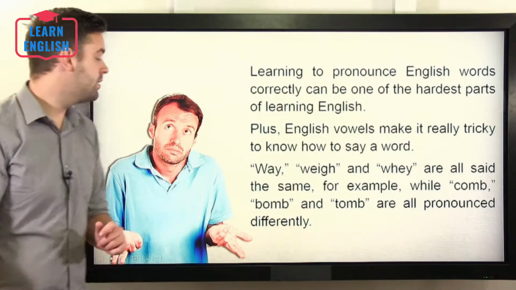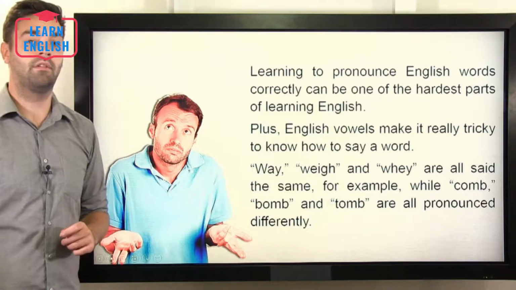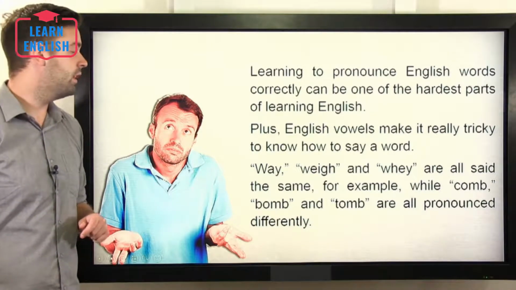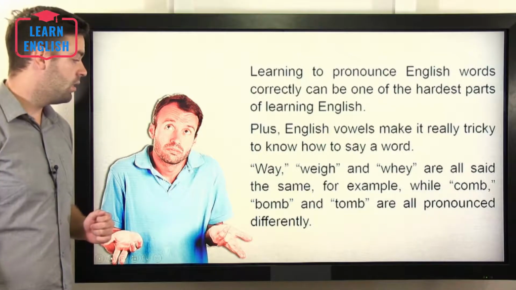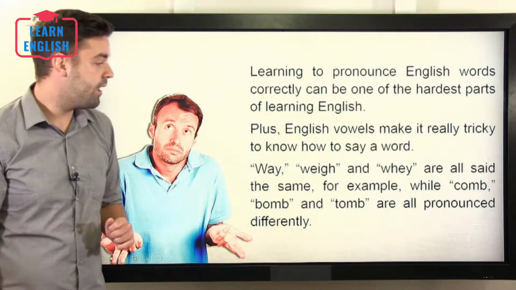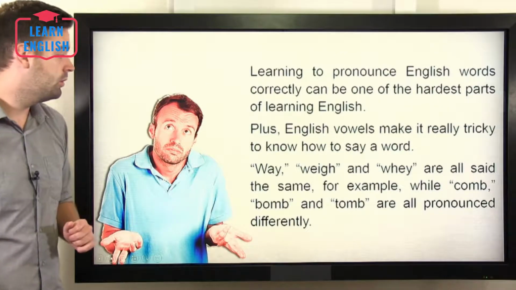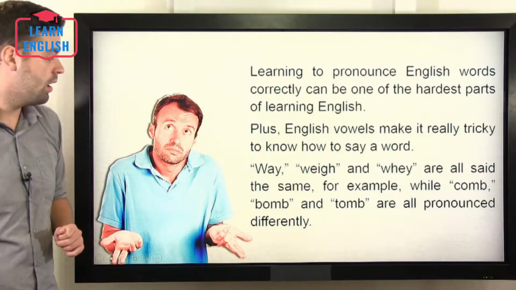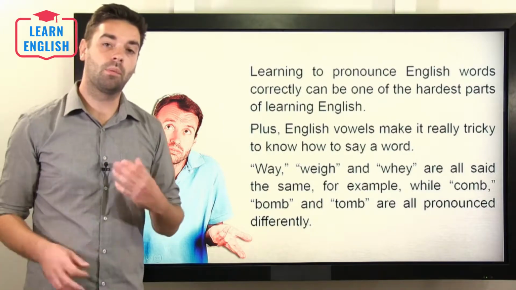So, learning to pronounce English words correctly can be one of the hardest parts of learning English. Plus, English vowels make it really tricky to know how to say a word. Way, weigh, and whey are all said the same. For example, comb, bomb, and tomb are all pronounced differently. So it really depends on how the word is made up.